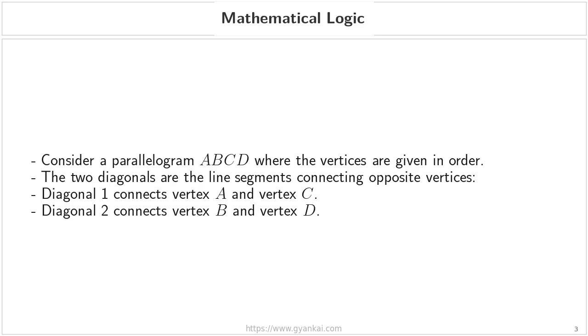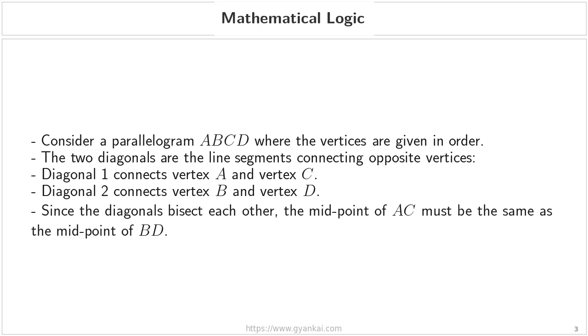Mathematical logic. First, let's visualize a parallelogram ABCD, where the vertices are listed in order around the perimeter. As we discussed in the previous slide, the diagonals are the lines that cut through the center. To find these, we connect the opposite vertices. This means our first diagonal connects vertex A to vertex C, and our second diagonal connects vertex B to vertex D. Now, here is the crucial part. Because we know the diagonals bisect each other, the exact point where they cross is the midpoint for both lines. In other words, the midpoint of segment AC must be identical to the midpoint of segment BD.